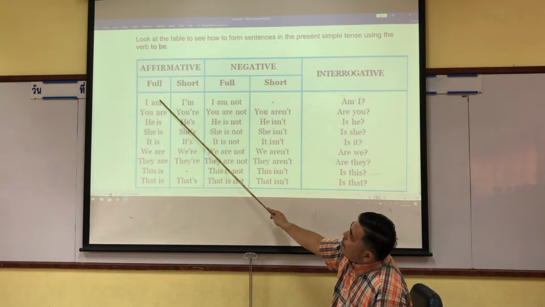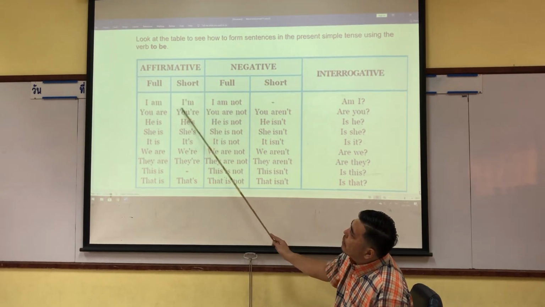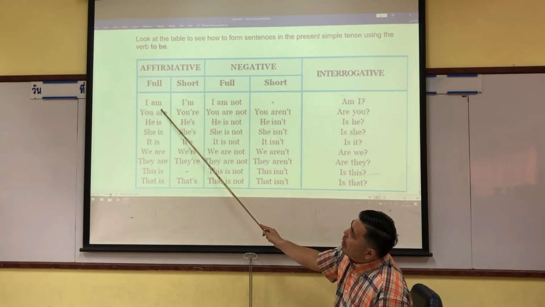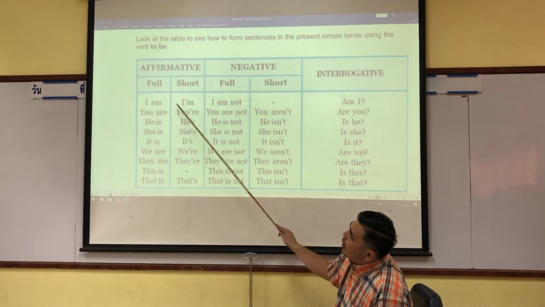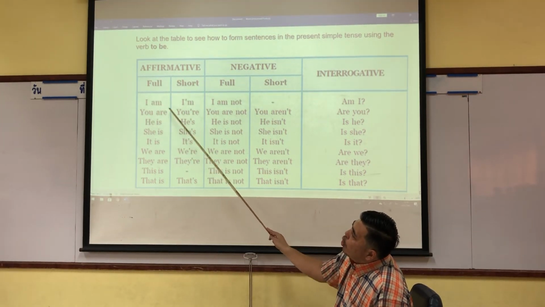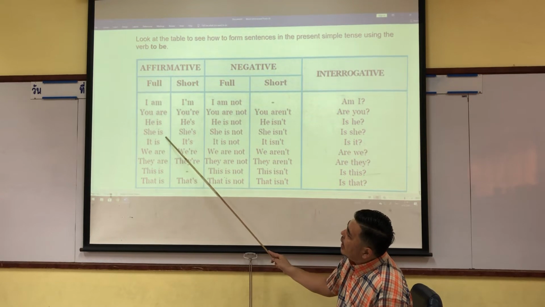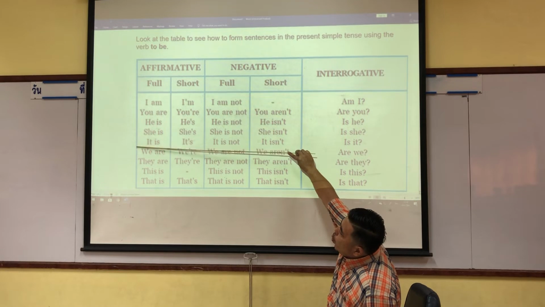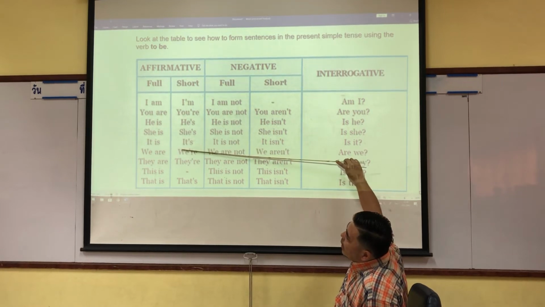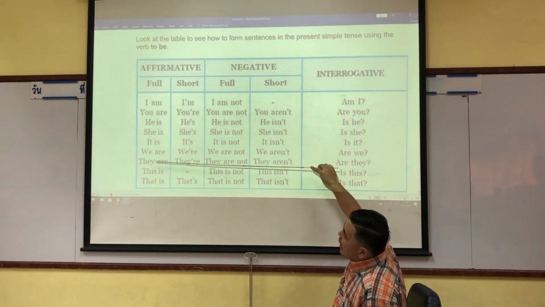Affirmative, I am. If it's a short contraction, we say I'm. You are. Again, we take out the vowel and put the apostrophe, like this. You are, you're. He is, he's. She is, she's. It is, it's. Now we're looking at we are, we're. They are, they're.